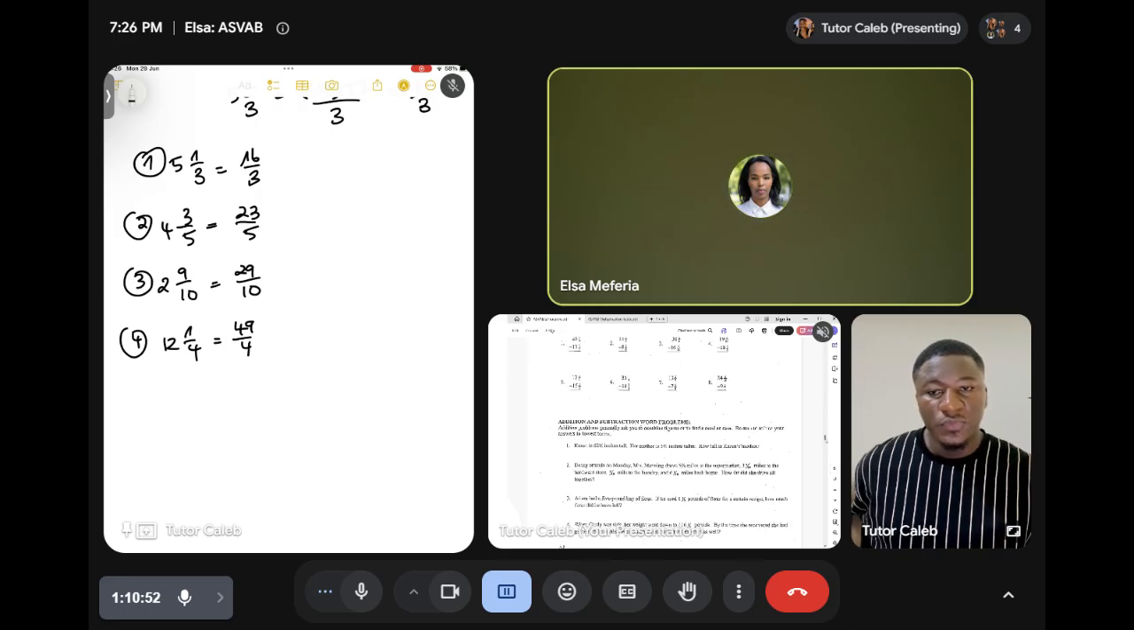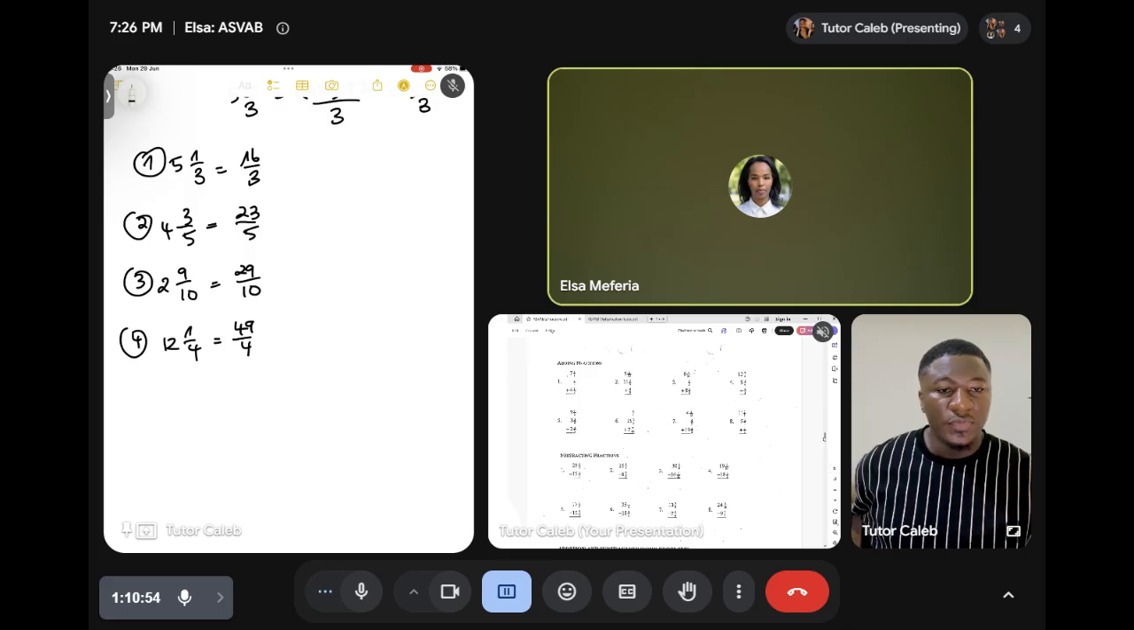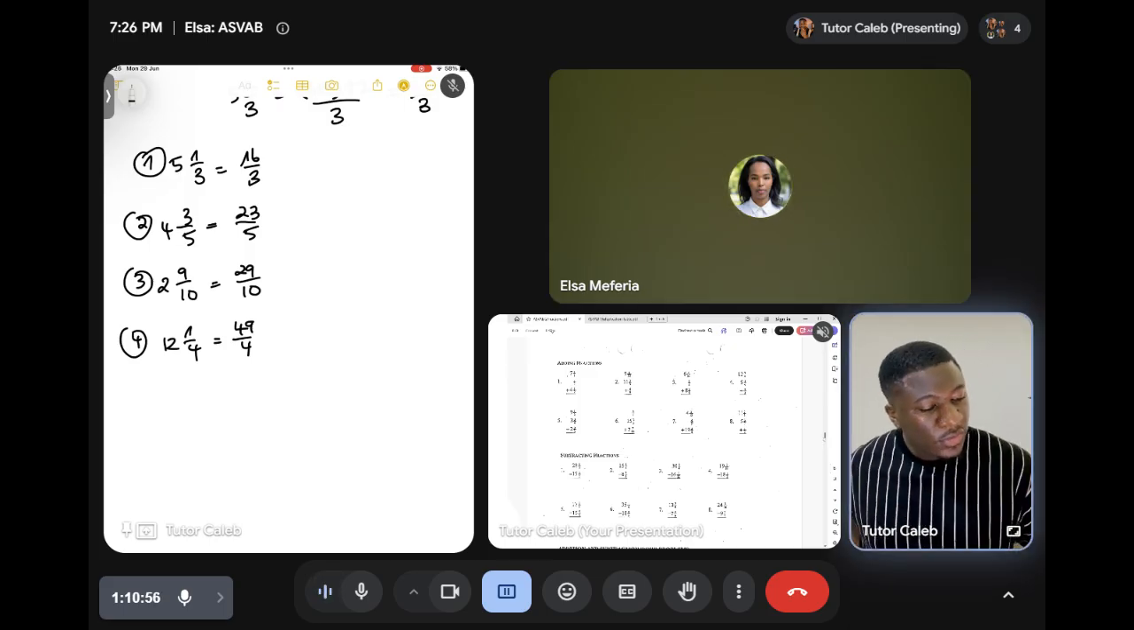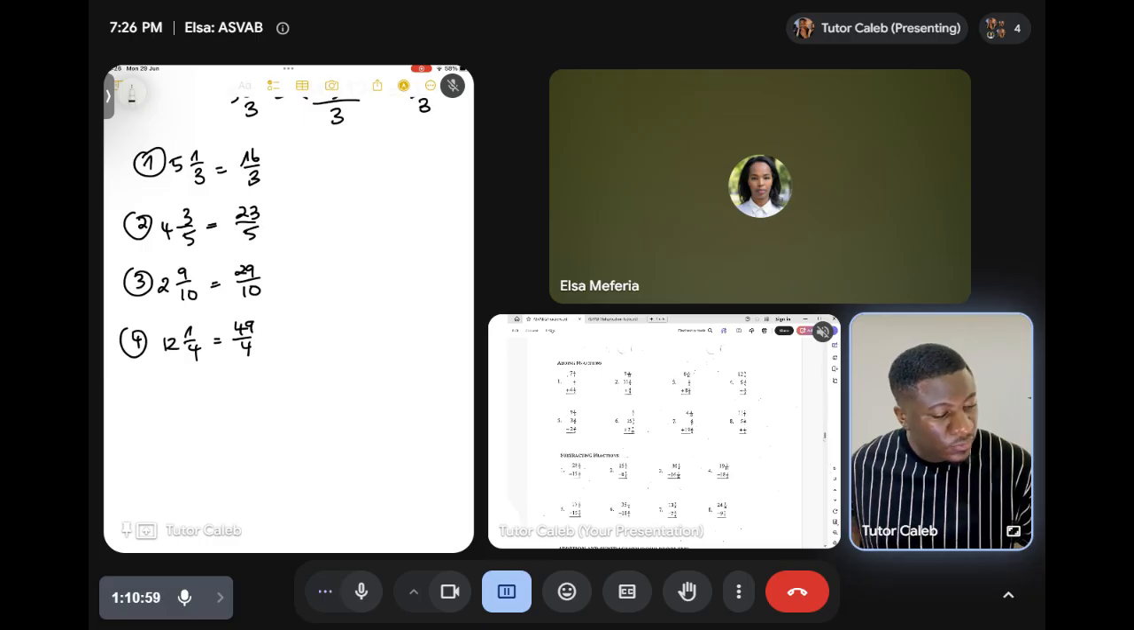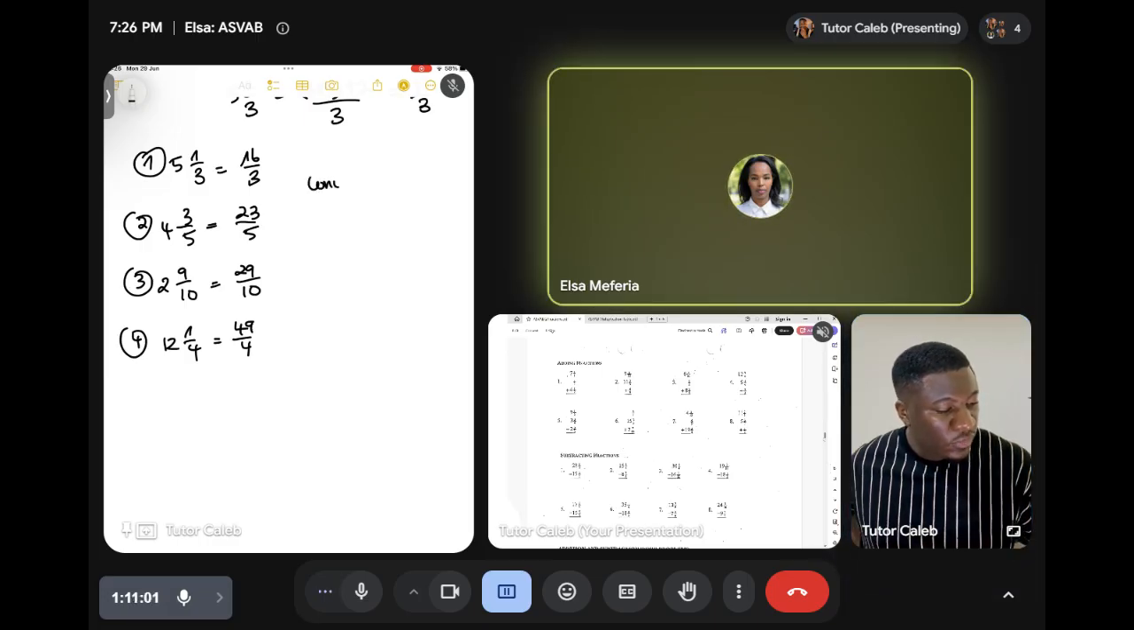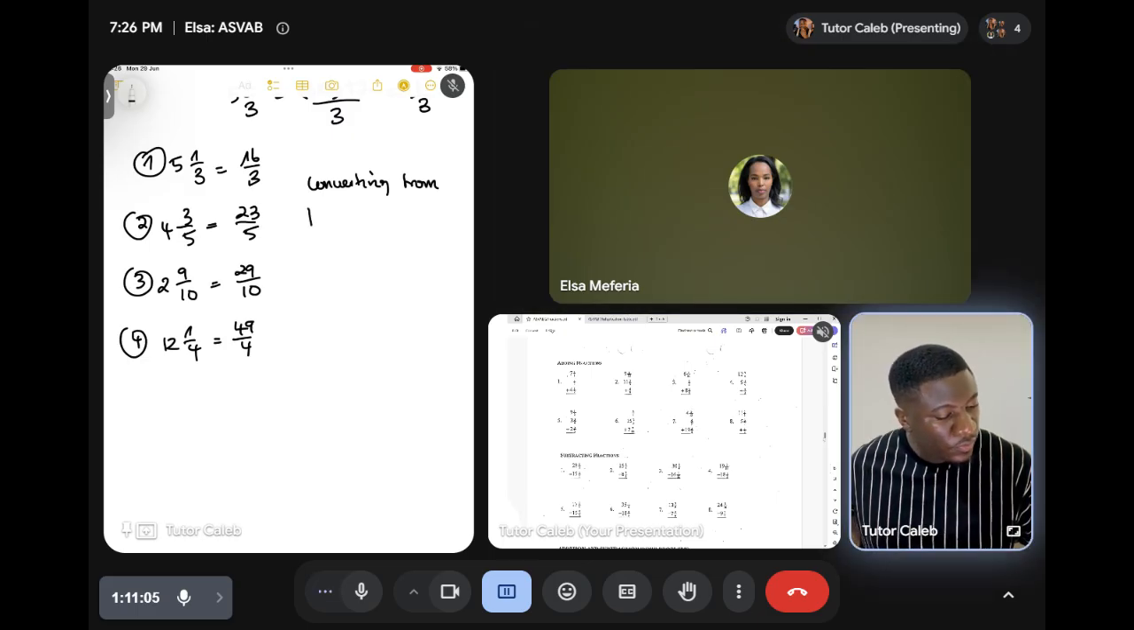Okay. So next Friday, we're learning how to convert back from improper fraction to what? Back.